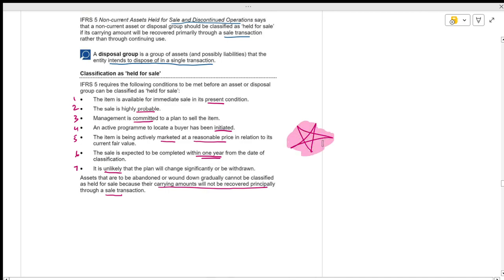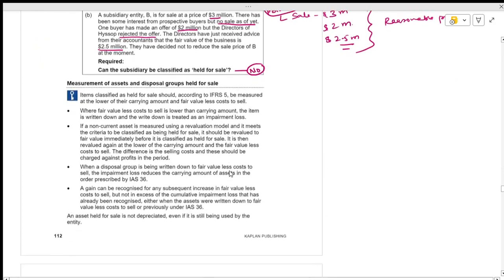Wherever in my notes it is marked like this, it means these are the important things. Are you clear about this?